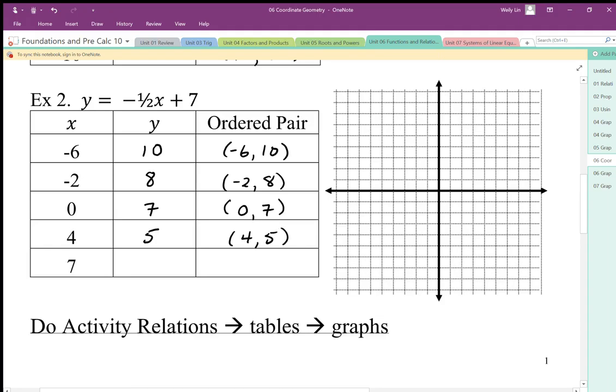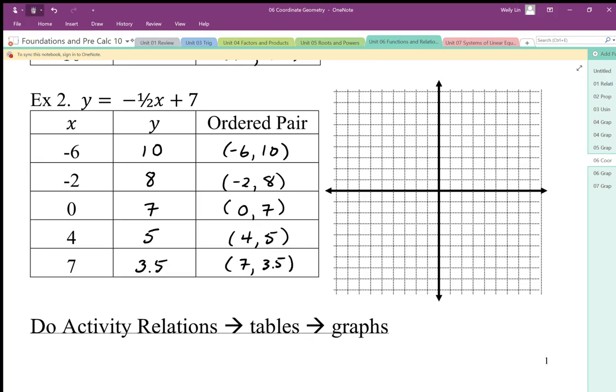So those go together. 7 we input into X. -1/2 times 7 is -3.5, plus 7 is +3.5. So it's going to be 7 and 3.5. There we've got our input and outputs, our domain and range. This is a function, and we've shown this as an ordered pair. So using the ordered pairs, we're going to graph.